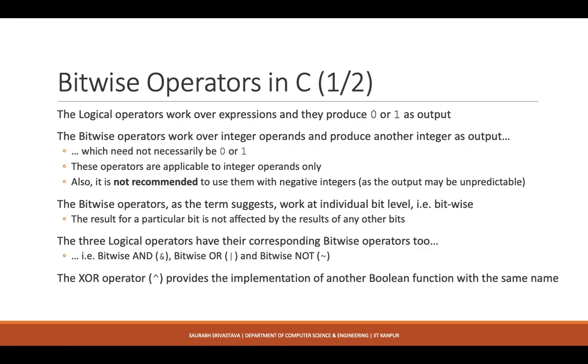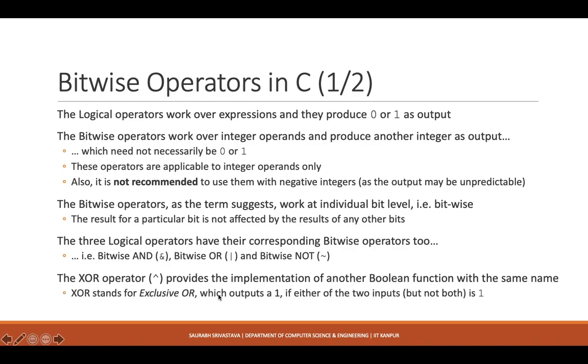There's one more important Boolean function that we had not discussed, because I thought you'll study it when you study Boolean algebra in detail. That is the XOR function. The XOR function is also known as the exclusive OR function. The OR function that we usually use is also called inclusive OR. So this is the exclusive OR, which outputs a 1 if either of the two inputs is 1 but not both. So this is the difference between XOR and OR.